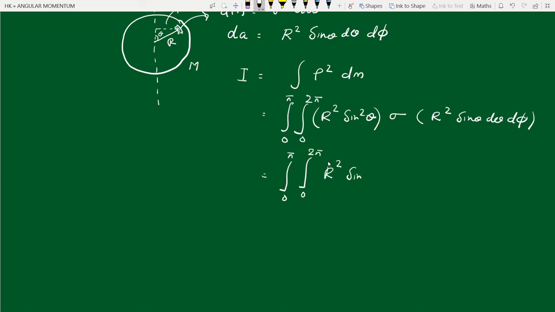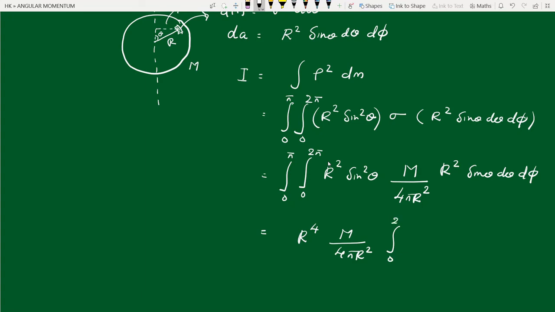So let us calculate sigma R squared sine squared theta. Sigma is total mass divided by total surface area. What is the total surface area? 4 pi capital R squared. Then R squared sine theta d theta d phi. Take all the constant terms outside: R raised to 4, then M by 4 pi R squared. Then integration over phi is 0 to 2 pi d phi. Integration over theta is 0 to pi. You have sine squared theta into sine theta here, so sine cubed theta d theta.